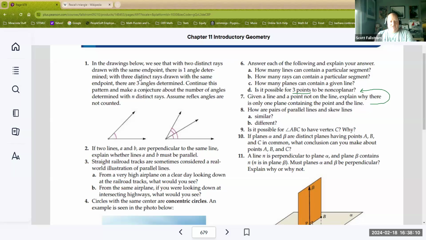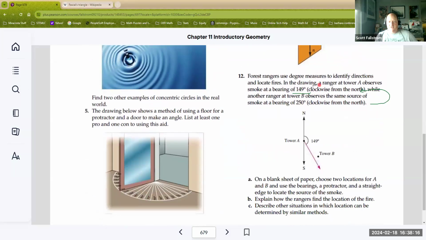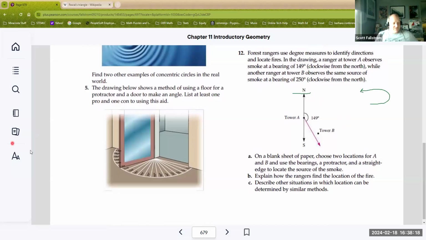Okay, let's see here. Question 12 came up next. And let's see, do I need to flip pages? I think I need to flip pages. Oh, here it is. Yep. Ranger. Ah, yes, forest rangers. Oops, let me get my drawings off of there. That might cause some problems.